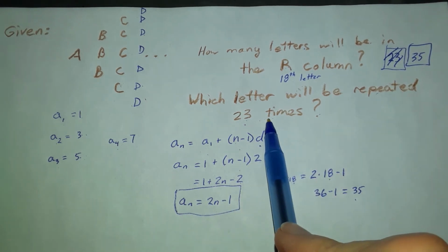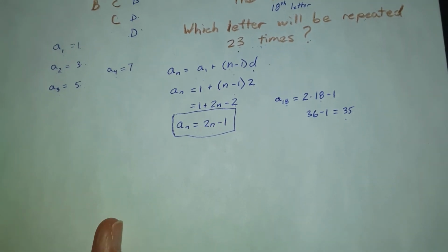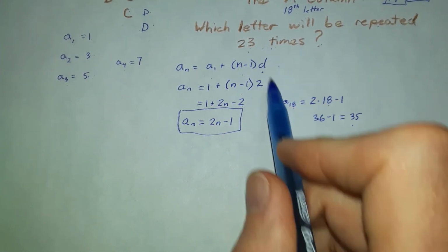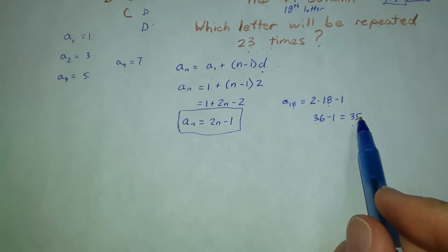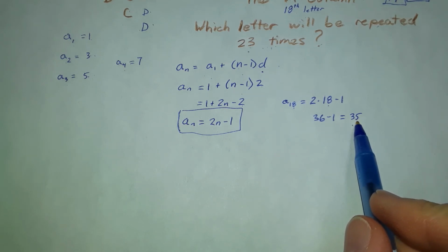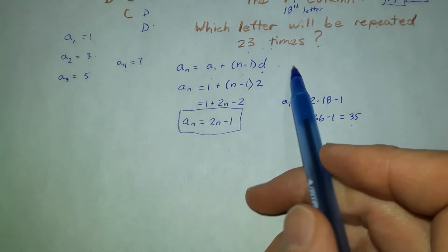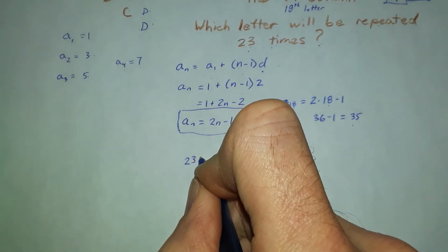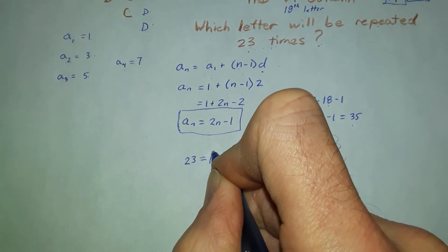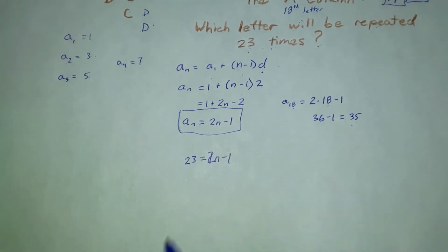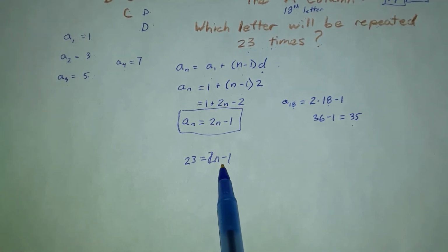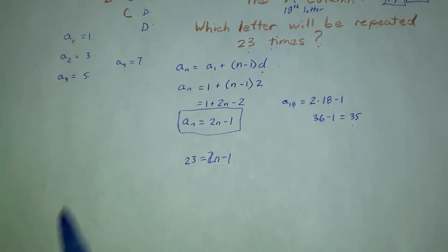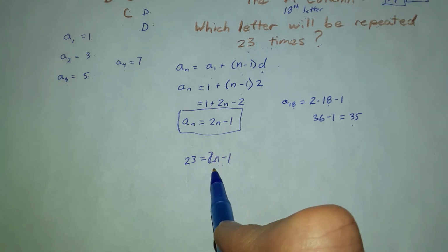All right, so now I want to know 23 times. So in this next case, I'm going to replace the A sub n with a 23. Over here, the final number was the number of times a letter was repeated, 35 in this case. So to answer this question, I'm going to replace this A sub n with 23, and then I'm looking at 2n minus 1 here. So I'm going to solve this for n. That is the only thing that I don't know at this point. So this is another algebra step.